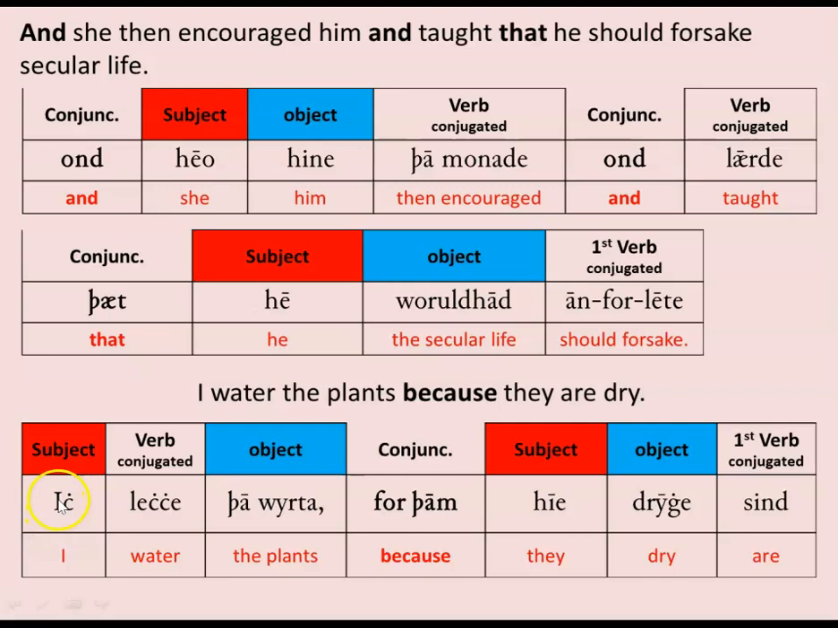So subject, ich lecher thawurta fartham hier daruya sind. Okay, notice in the subordinate clause here, subject, object, and then the verb right at the end. Whereas here in the main clause, the independent clause, which can stand in its own right, you have subject, verb, object, the normal word order. Okay, ich lecher thawurta fartham hier daruya sind.